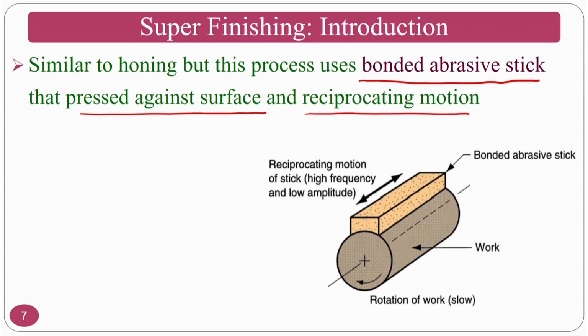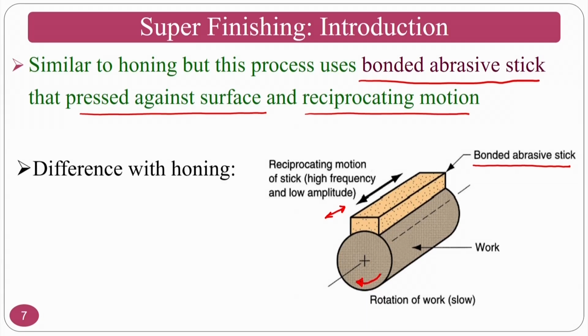As you saw in the previous slide, the rotational motion is provided to the workpiece and the bonded abrasive stick is reciprocated, so that you get the finishing operation. Normally this reciprocation is done at low amplitude and high frequency. That means it is done very fast with a low amplitude, so the reciprocating distance is very small, but the reciprocating frequency is very high.